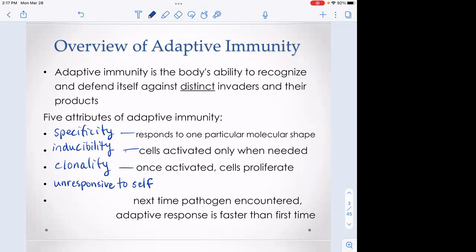And then, of course, we can't forget the hallmark memory. Okay, that's the big advantage to our adaptive immune response, is that the second time that same pathogen is encountered, we have a much faster and a much better response. So that hopefully, the second time you may not even know that you've been exposed to that pathogen because you don't get sick at all. Okay, so that memory, that's a big difference between the innate response and the adaptive response.